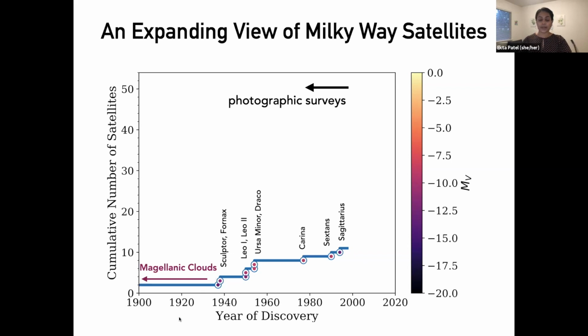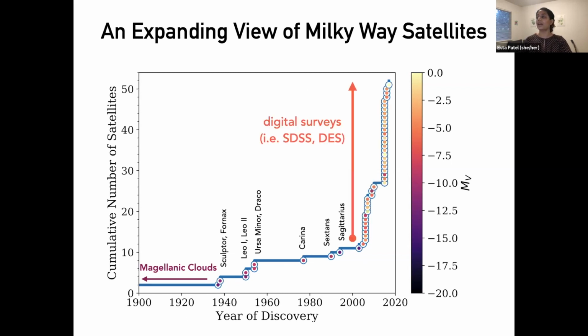Then in the early 2000s, with the advent of digital surveys like the Sloan Digital Sky Survey and the Dark Energy Survey, these numbers have completely skyrocketed. So between the years 2000 and 2010, the number of known satellites already doubled. And then again, in the last 10 years, from 2010 to now, the satellite numbers have doubled yet again around the Milky Way. So these numbers are just continuously rising.